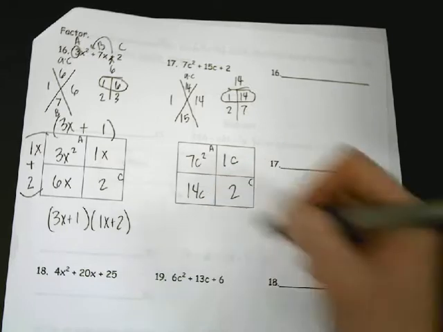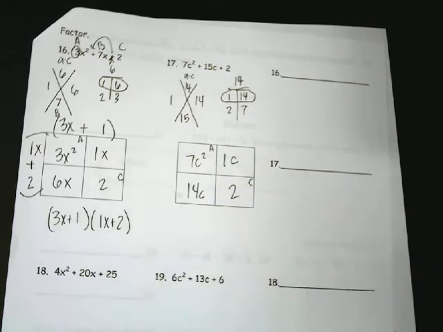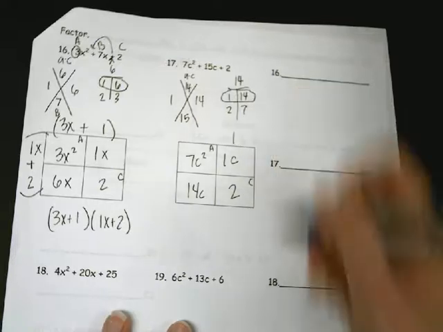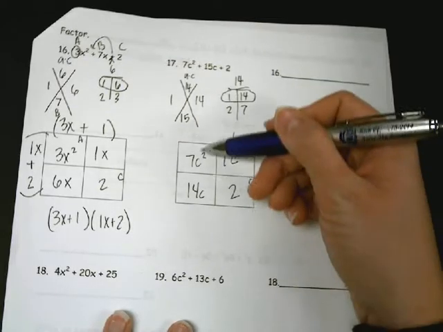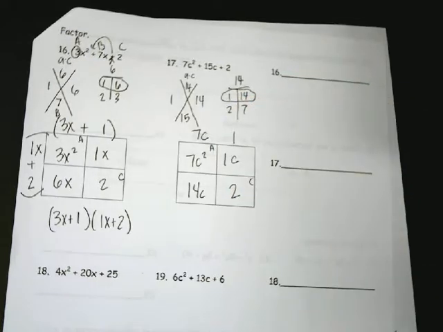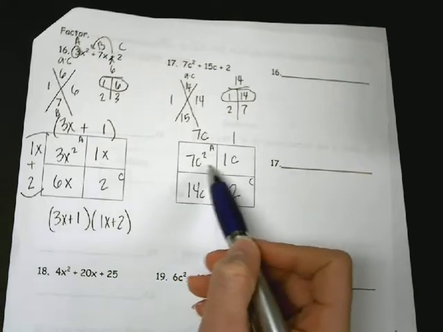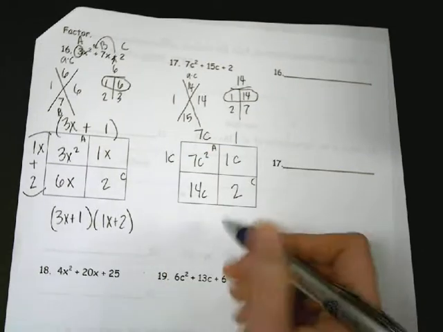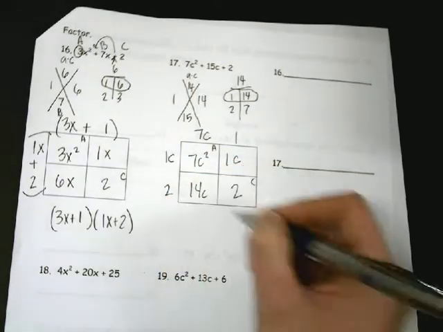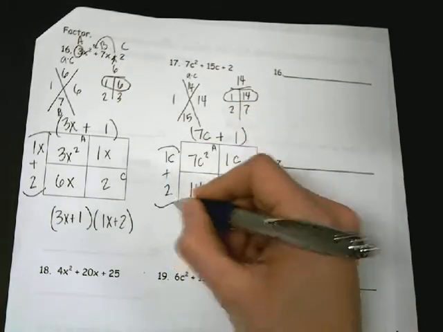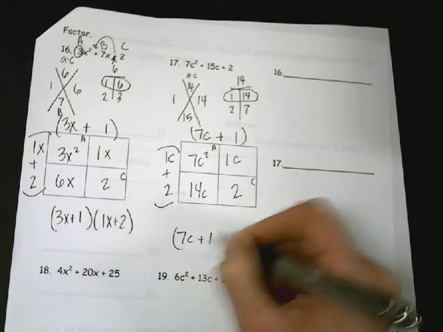Then I pull out the greatest common factor. What number can both of those terms be divided by evenly? In this column, it's just going to be a 1. In this column, it's going to be a 7. And they both have a c, so I can pull that c out. Now I look at my rows. 7c squared and 1c just have a 1c in common. And then these guys both have a 2 in common. So my signs are the same, and they're both positive. So these are my parentheses. 7c plus 1 times 1c plus 2.